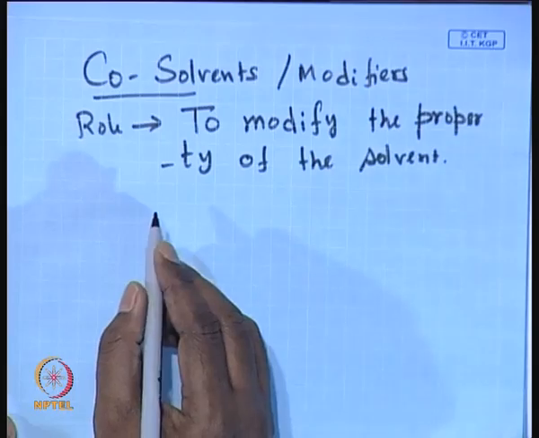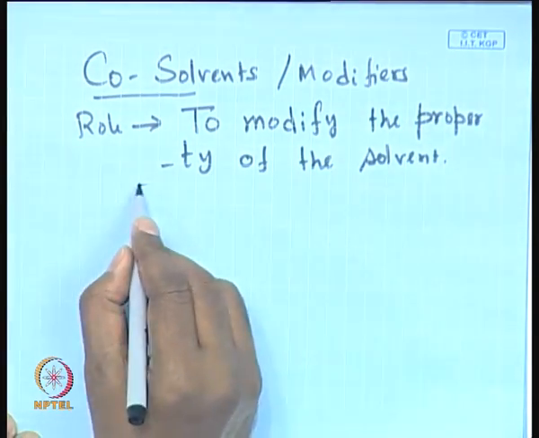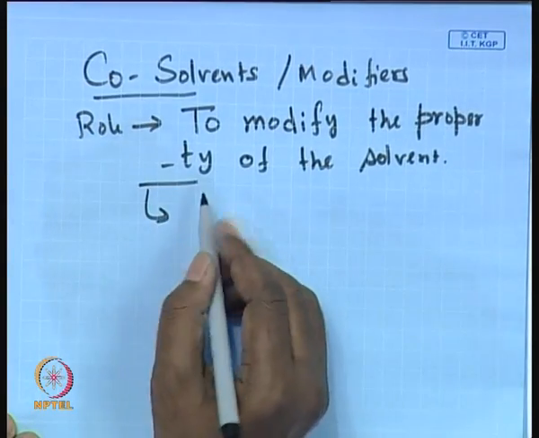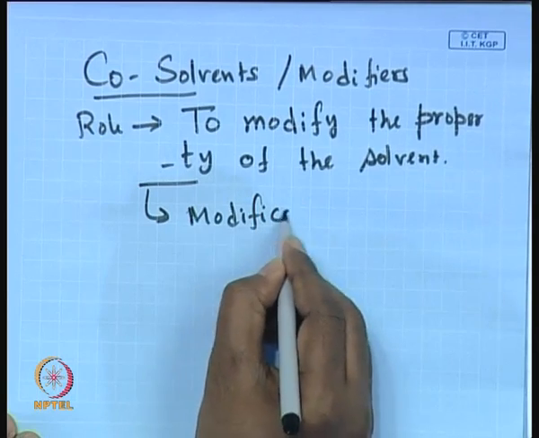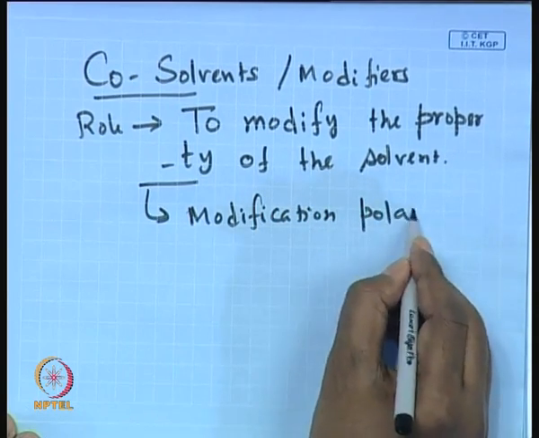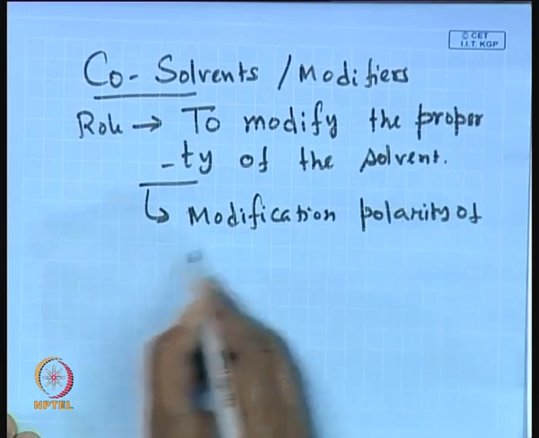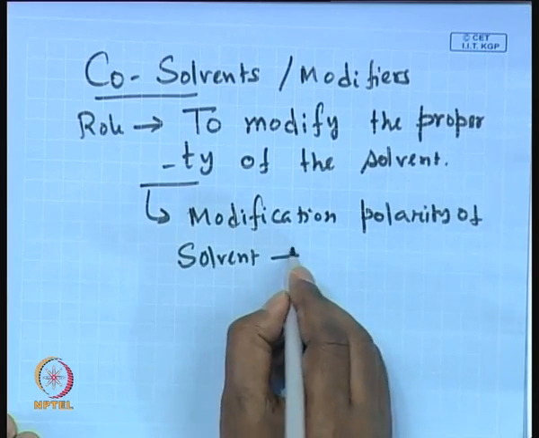For example, what is the modification of the property? The modification of the property may be modification of polarity of solvent, so that the solubilization capability of the solvent will be more. Okay. So, it can solubilize the polar solvents as well.